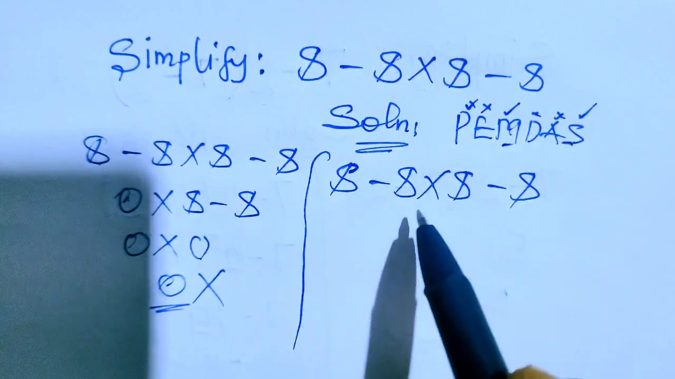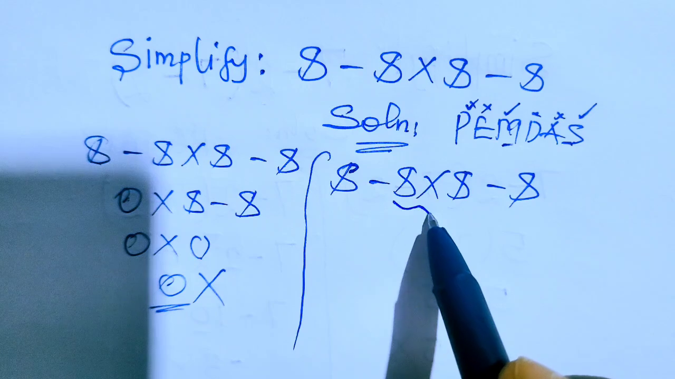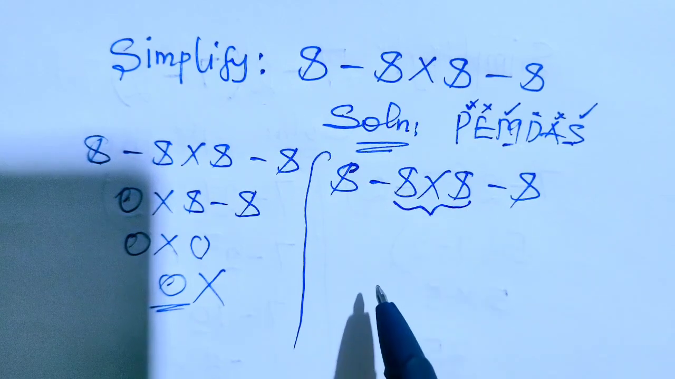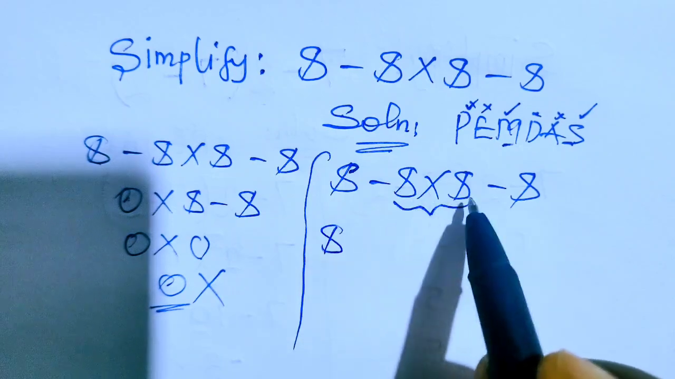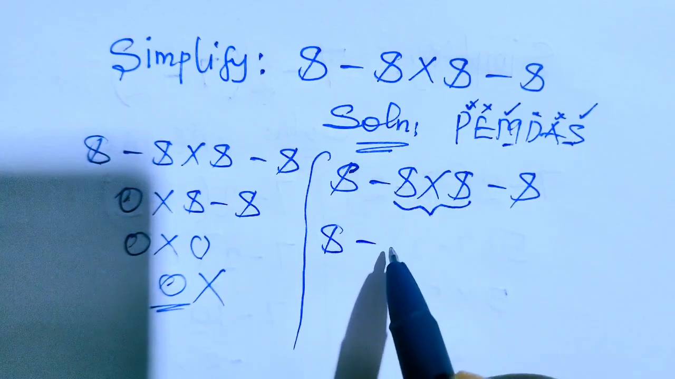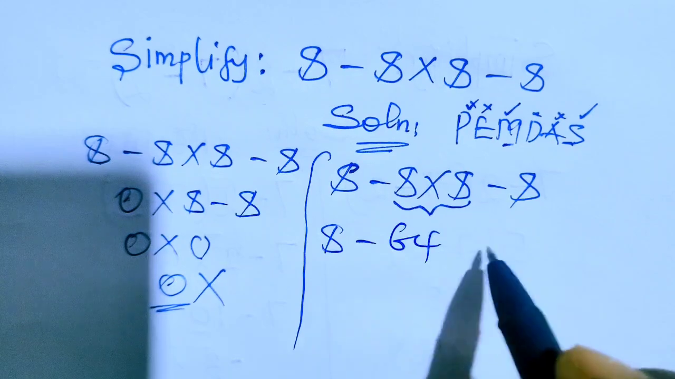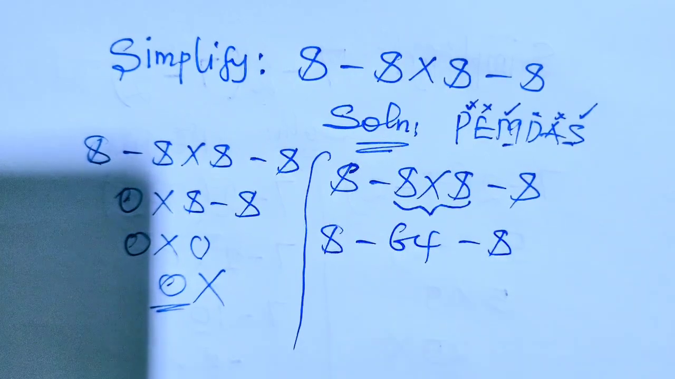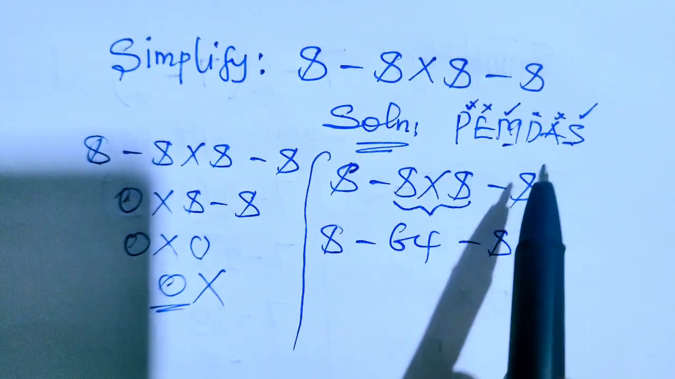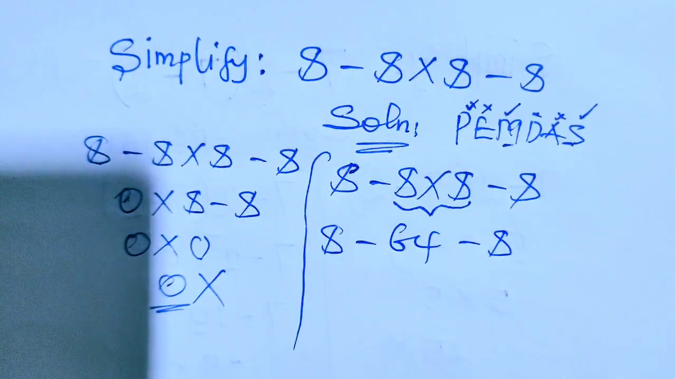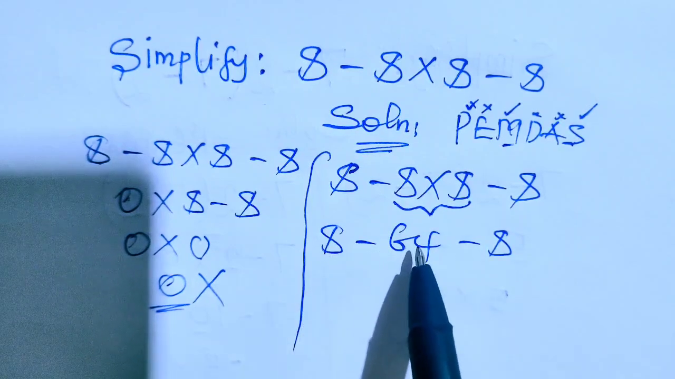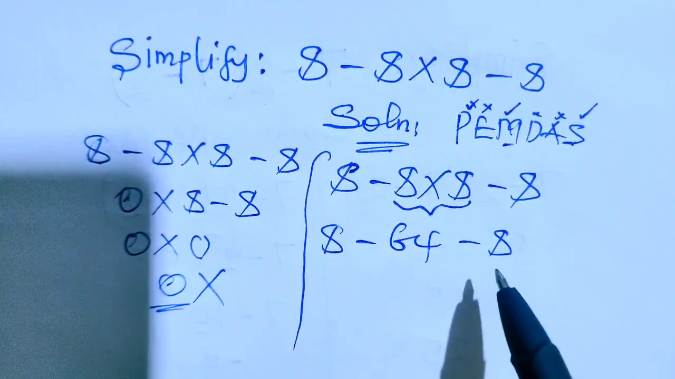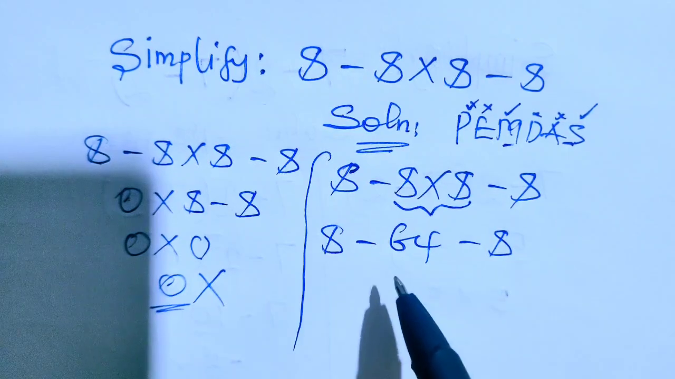Then right here, we are going to consider this, and we have here 8 multiplied by 8, that gives us, here we have minus, 64 minus 8. Then lastly, we consider subtraction. Right here, we can carry out the subtraction in either way. We can have here 8 minus 64, then minus 8. That gives us the same answer.